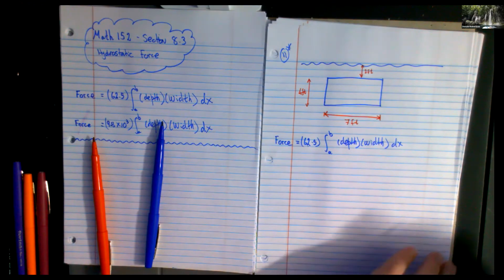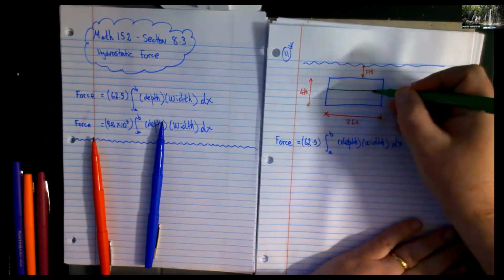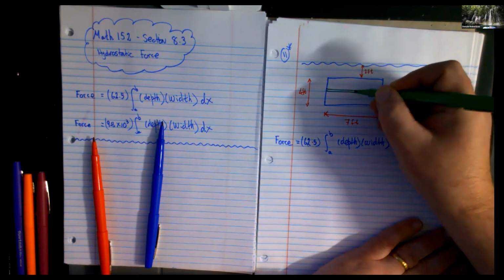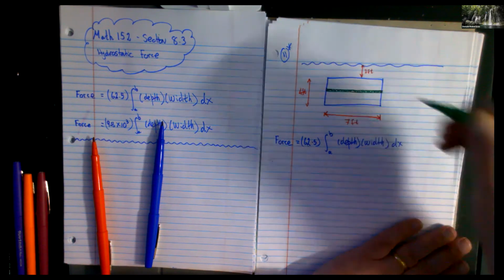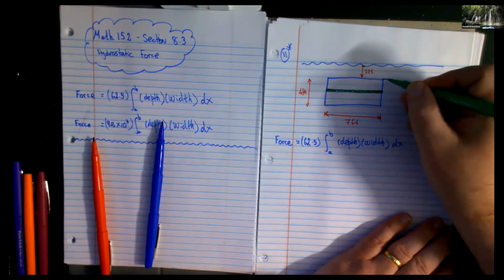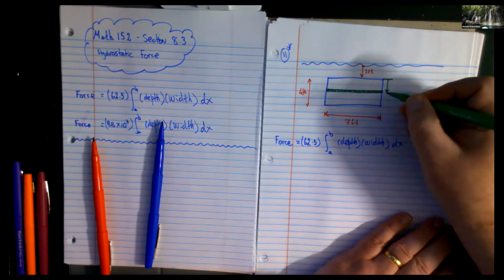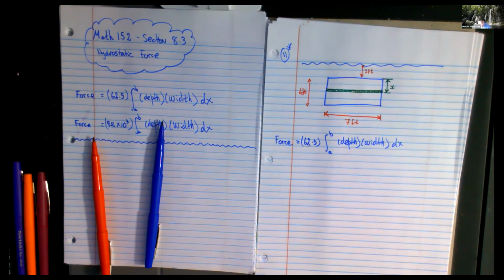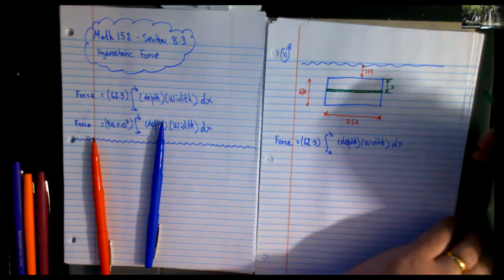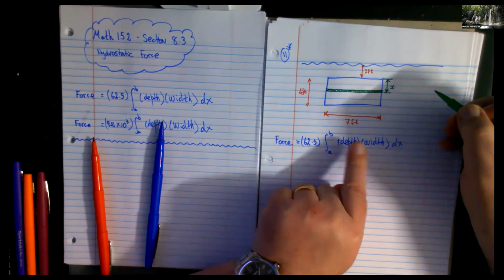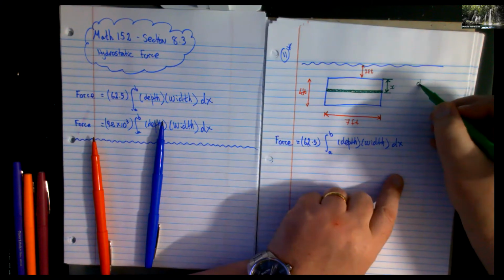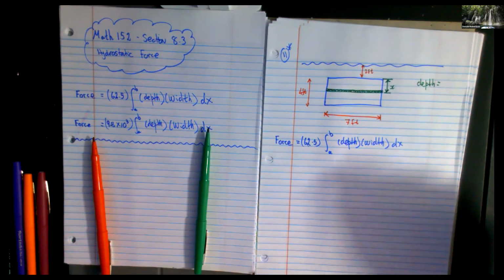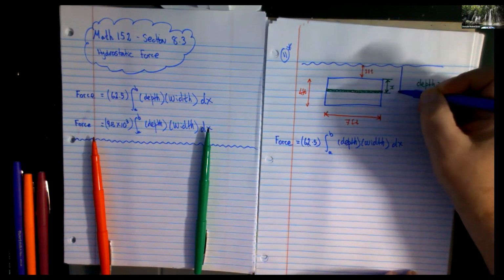So what you do is you take a horizontal strip at a random position, this strip here, and I count the distance from the top of this plate to that strip, and I'm going to call that distance x. Now, there are 2 things you need, depth and width. Let's find depth. When I write depth, what I really mean is, what is the distance from the top of the water to that strip?